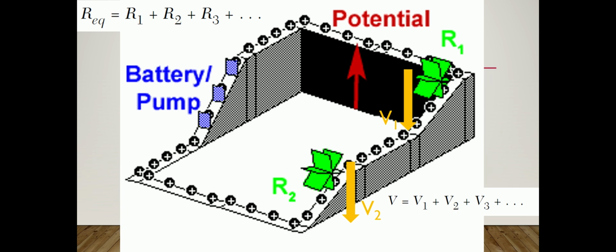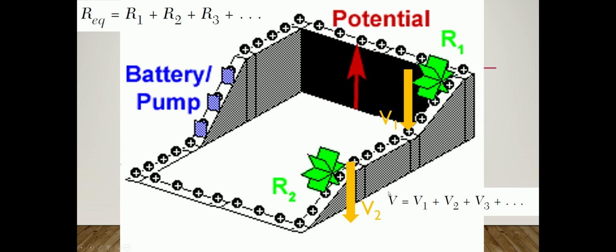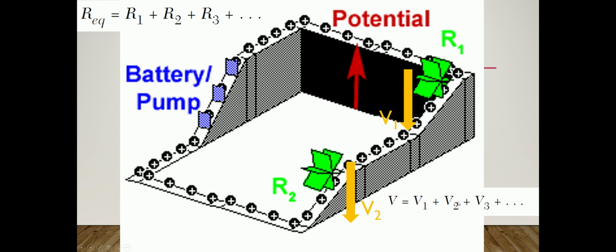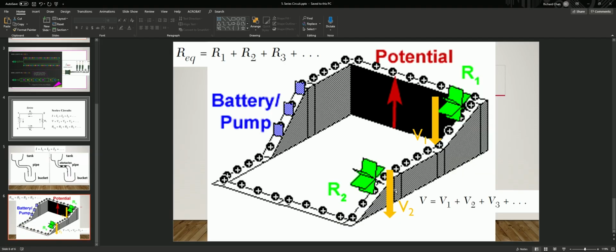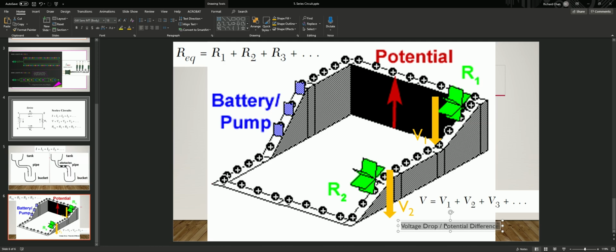Now let's talk about voltage and resistance. On your reference table, it says that for series circuits, your voltage is equal to V1 plus V2 plus V3. And it's better to think of voltage as a voltage drop. So let's make a note that says voltage drop, potential difference, right? I guess I should keep that in there. So voltage drop, potential difference.